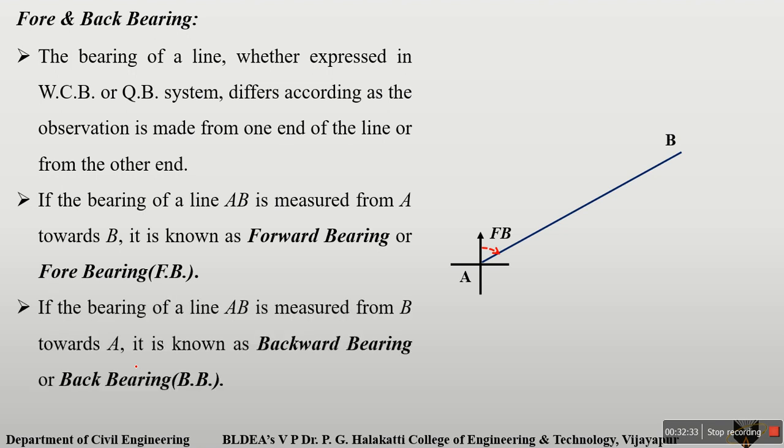Similarly, we discuss the meaning of back bearing. It is also the bearing of a line AB, but it is measured from B towards station A. It is known as backward bearing or back bearing. That is like this. Now here our compass is on station B. From point B you are bisecting point A. This bearing is called our back bearing.